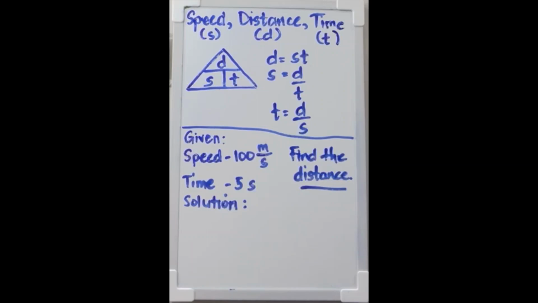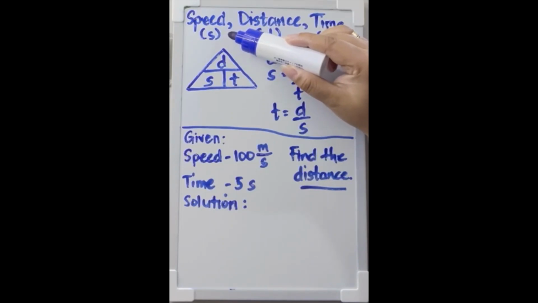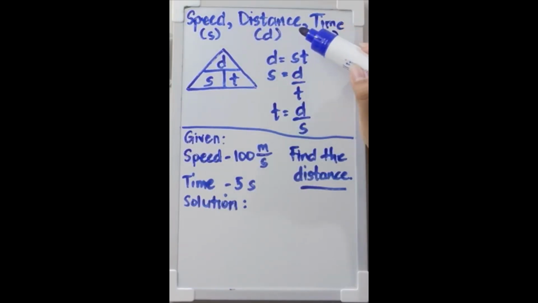Let's talk about speed, distance, and time. This is a topic in physics. So the speed here is denoted by small letter s, but in other references, we can see that they use small letter v to denote speed. Distance here is denoted by small letter d, while for time, we have small letter t.